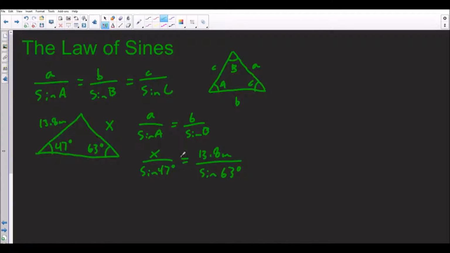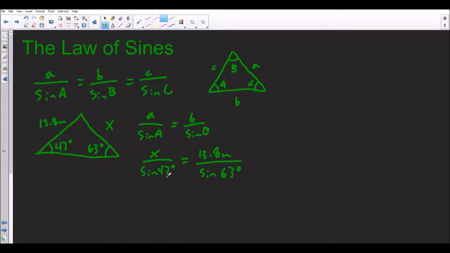Every single time this is what you do. You always use sine, right? It's called the law of sines. I've seen people try and change these into cosine and tan and stuff. Don't do that. Just use sine because this is the law. It's always sine. So what we're going to do is just solve for x.